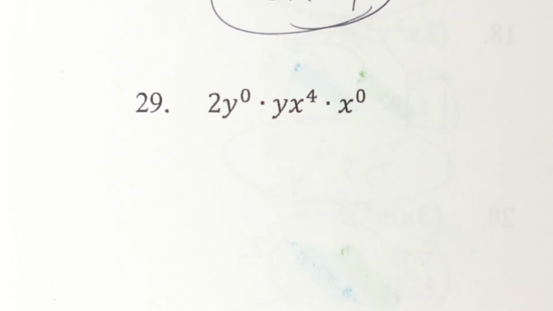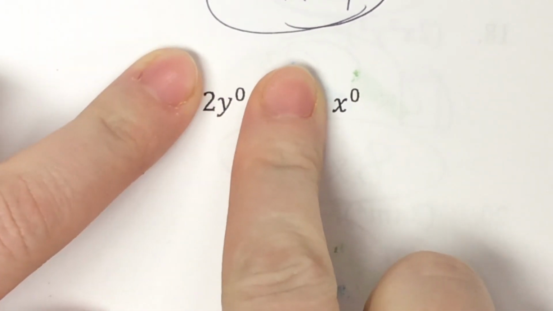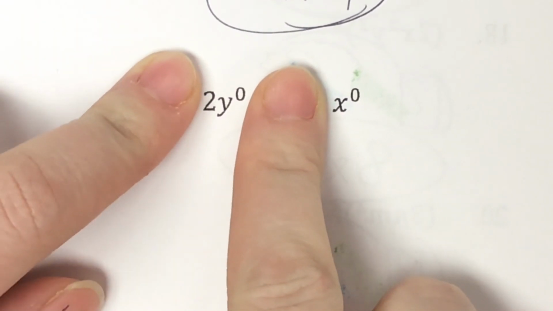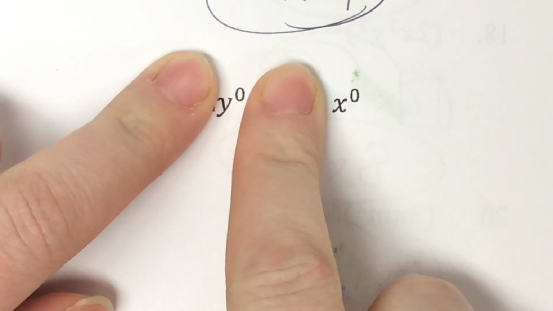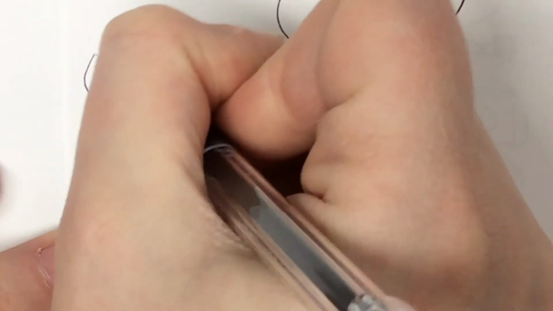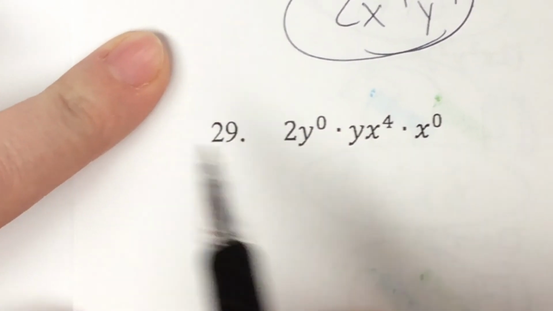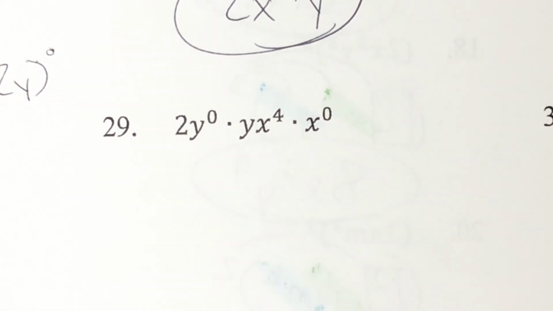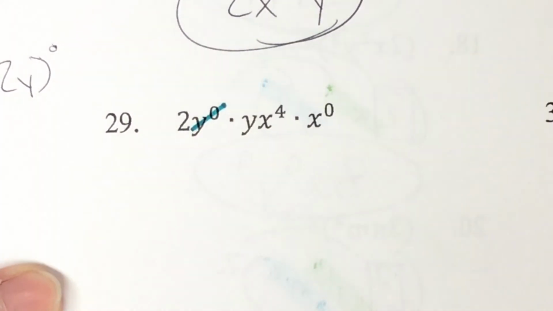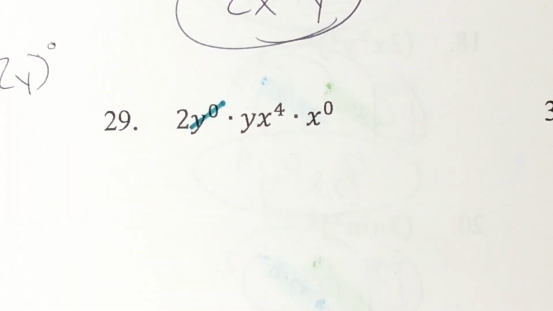And 29. Once again, be careful with these. A lot of people are going to look at this first term and go, 2y to the 0 power is 1. Well, only this part of it is 1, y to the 0 power. If this were inside parentheses like this, here off to the side real quick, then yes, 2 and y would both be gone, the whole thing. But it's not. This exponent, as it is right now, only applies to the variable. So the 2 is still there. 2 times 1 is 2, but the variable is gone.